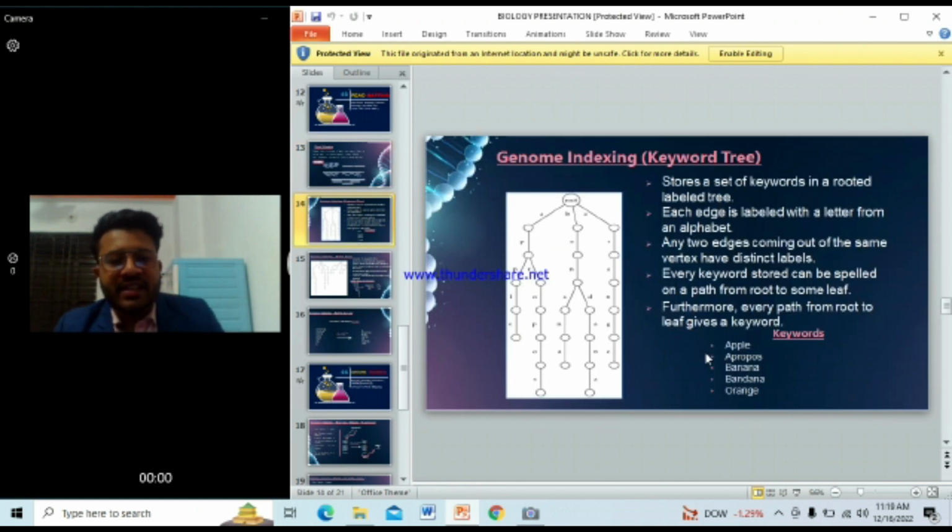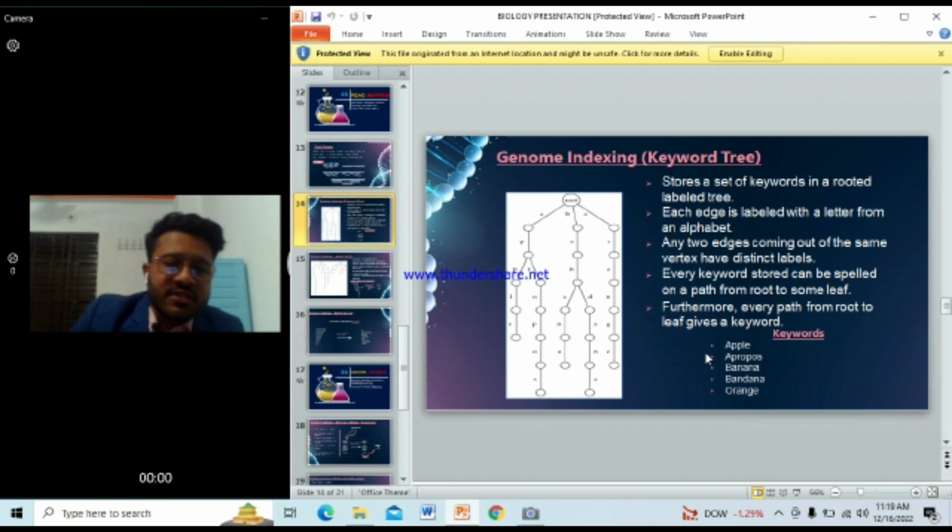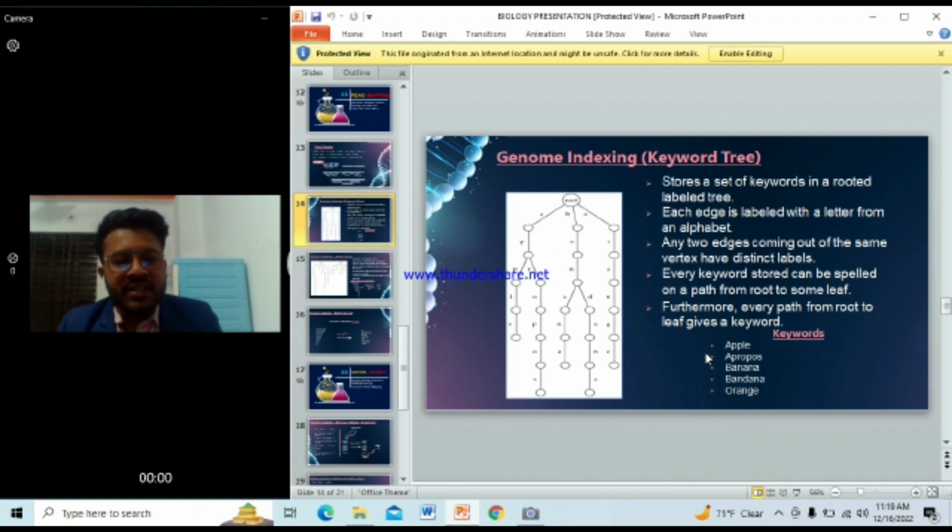The next slide, genome index, the keyword tree. In short, it stores a set of keywords in a rooted labeled tree. Each edge is labeled with a letter from an alphabet. Any two edges coming out of the same vertex have distinct labels. Every keyword stored can be spelled on a path from the root to some leaf.